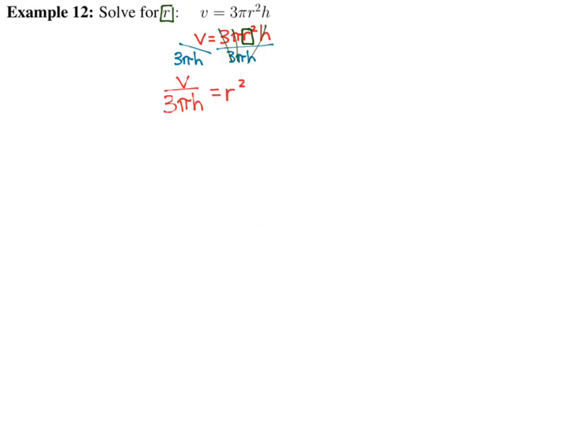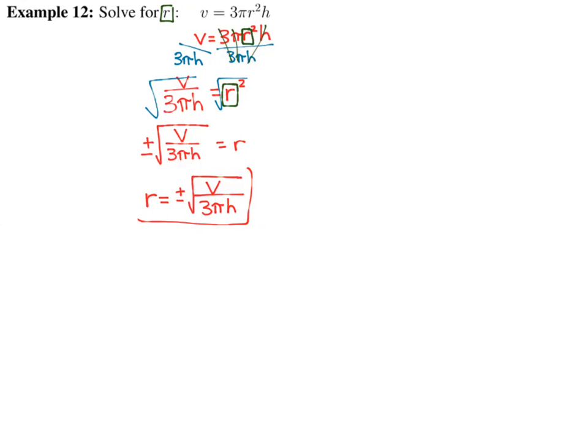Now this isn't quite done yet, so to get rid of the squared on the r, we'll need to square root both sides. So r equals plus or minus the square root of V divided by 3 pi h.